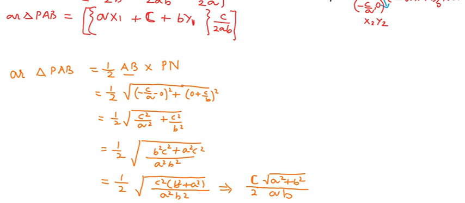So you may write down this relation like this: C under root A square plus B square upon AB into PN.